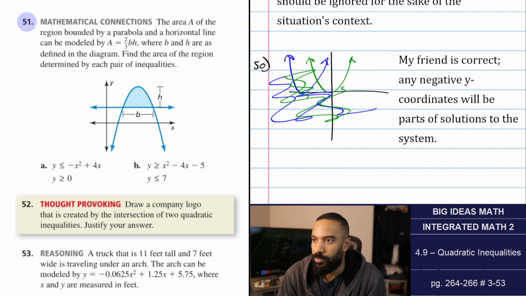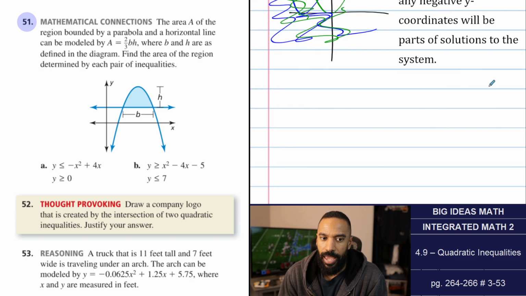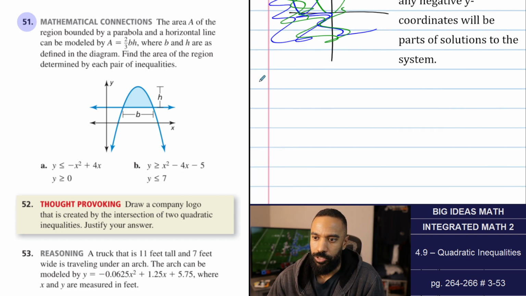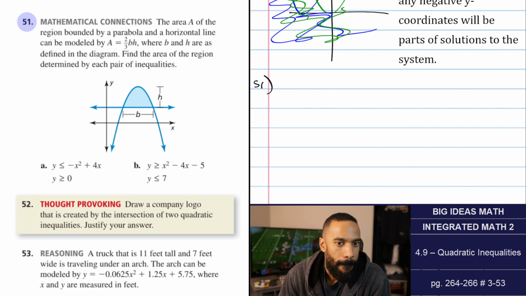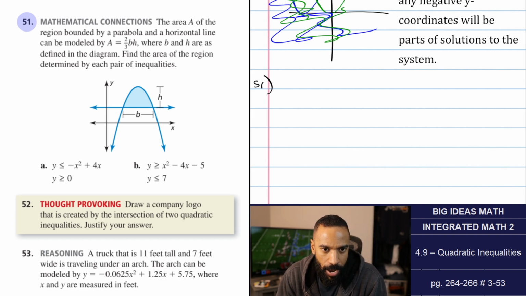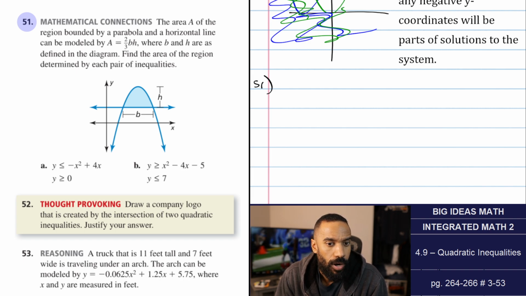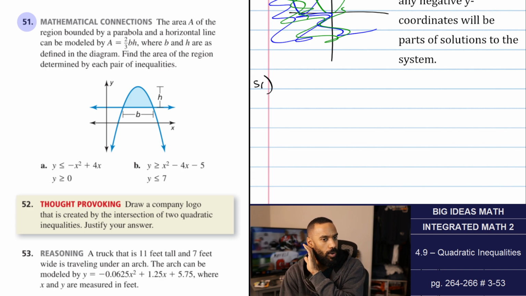Number 51. The area... Ooh, that looks tricky. The area A of the region bounded by a parabola and a horizontal line can be modeled by A equals 2/3 base times height. Okay, I'll trust that. By calculus standards, that probably is actually accurate. Where B and H are defined in the diagram. Find the area of the region determined by each pair of inequalities.